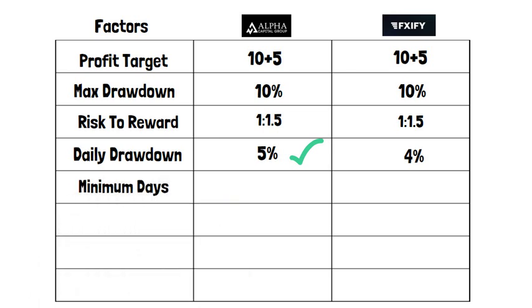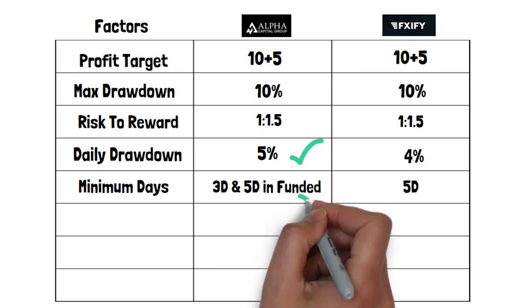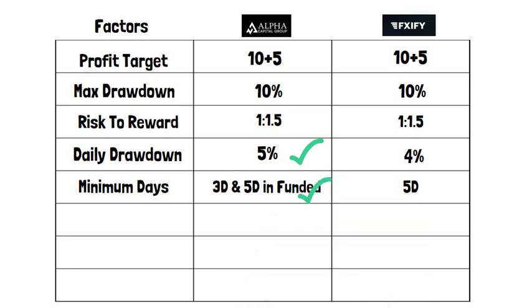Next is minimum trading days out here in Alpha Capital. In case of challenge stage, you have 3 minimum trading days, and on fund stage you have 5 minimum trading days, whereas in FXify it is 5 trading days is the minimum trading days in both the challenge as well as fund stage. So in this, I'll give Alpha Capital Group a green signal out here because they have lower minimum trading days in case of challenge stage.